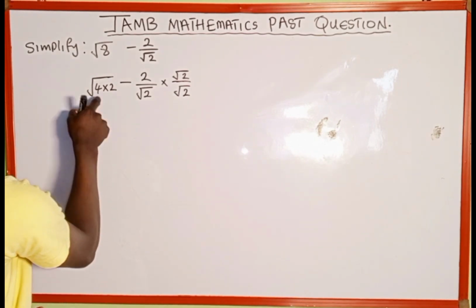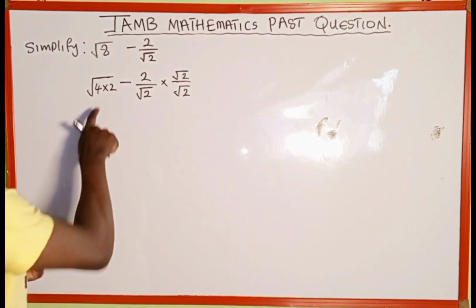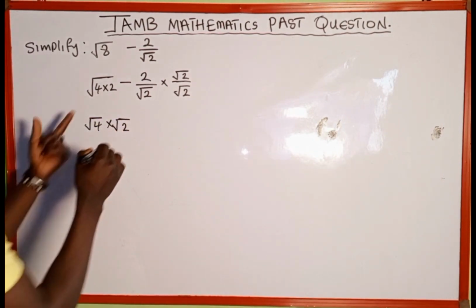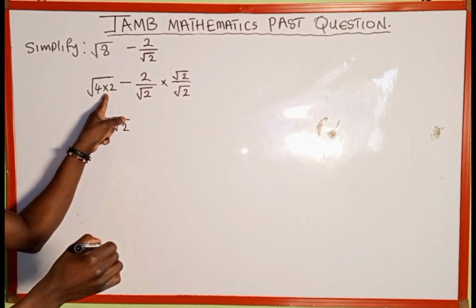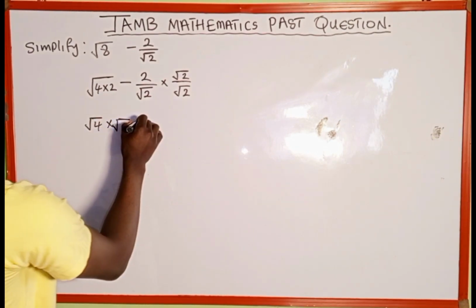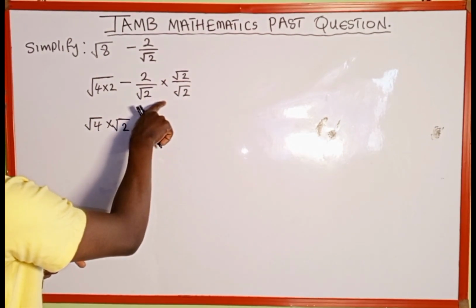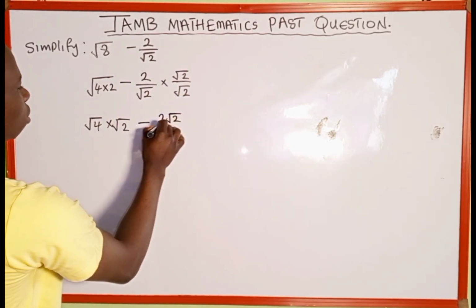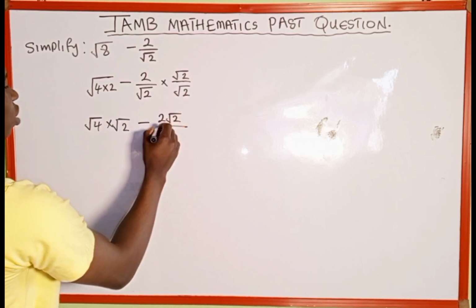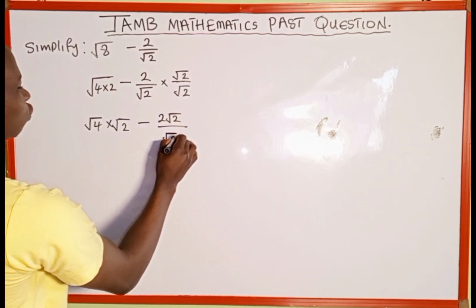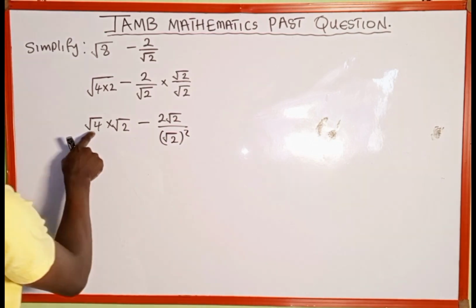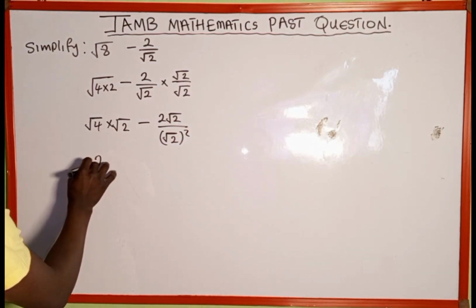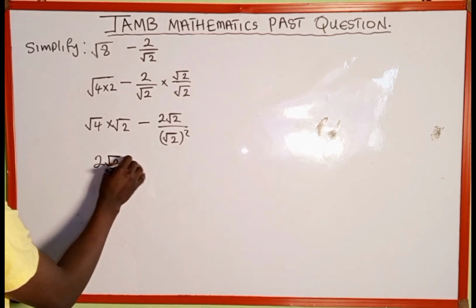According to one of the properties of surds, this can also be broken as square root of 4 multiplied by square root of 2. This can only work when the operation is separated by multiplication. Then minus, now we're going to simplify this. 2 multiplied by square root of 2 is going to give us 2 root 2, all over square root of 2 multiplied by square root of 2, which gives us square root of 2 squared. So when you take the square root of 4, it's going to give us 2. 2 multiplied by square root of 2 is going to give us 2 root 2 minus.